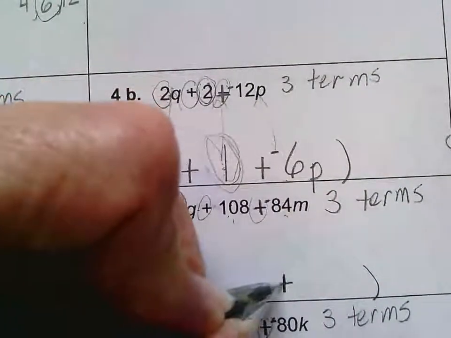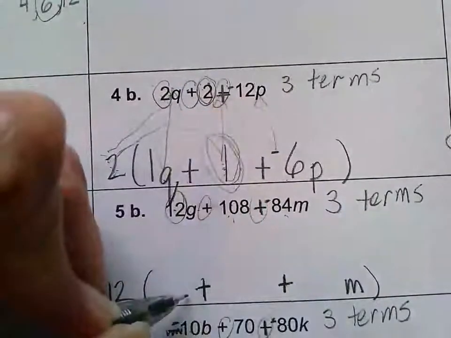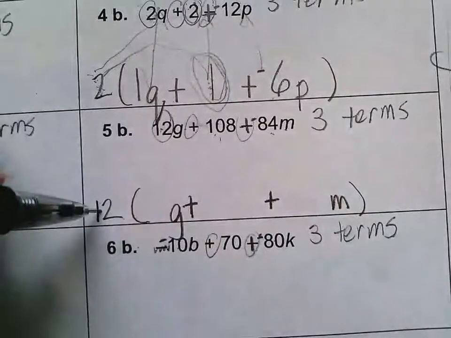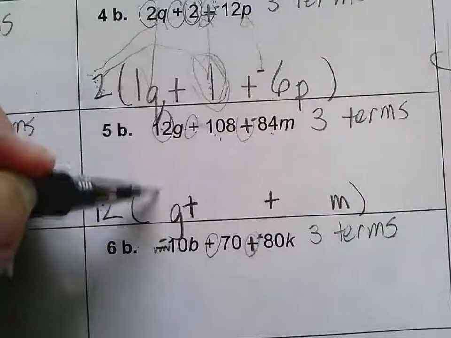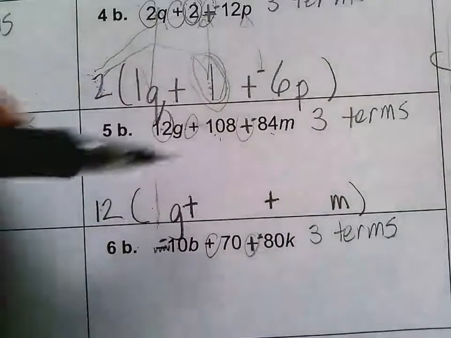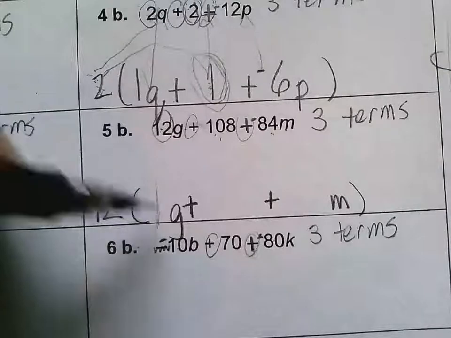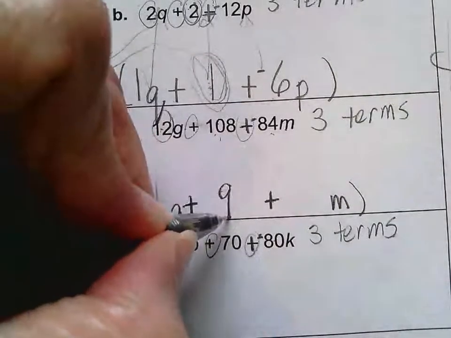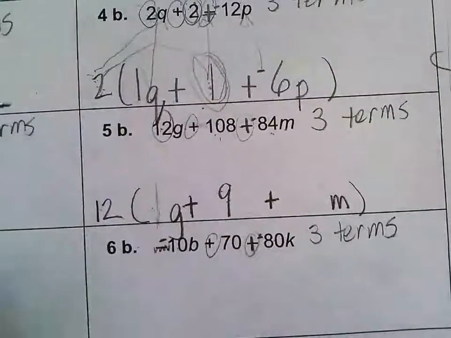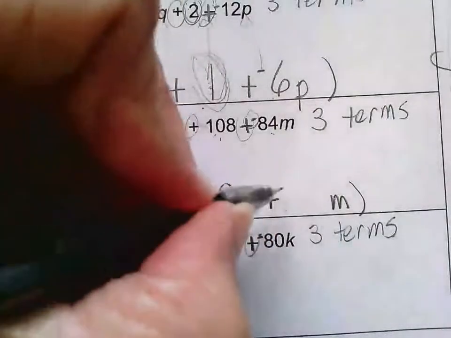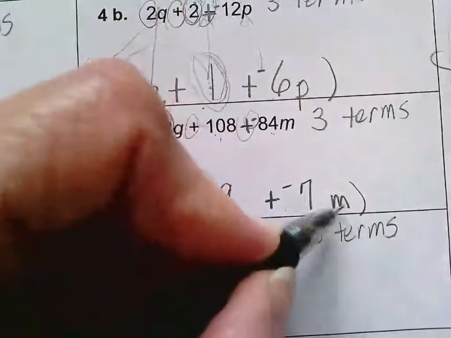Bring down my plus signs, bring down my variables, and now I'm going to do my multiplying. 12 times what gives me 12? Well, that's 1. And again, I'm just going to lightly write that in and not worry about writing the 1, but you can have the 1 there. 12 times what gave me 108? That was 9. I was thinking of the answer there. And 12 times what gives me negative 84? Well, that's going to be a negative 7m.